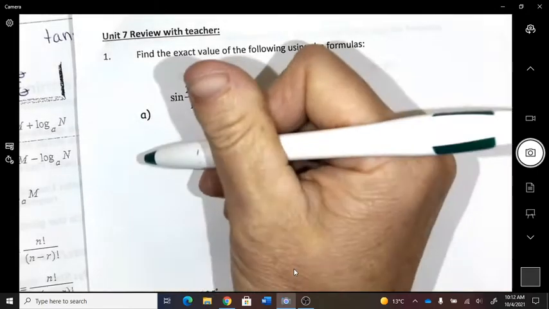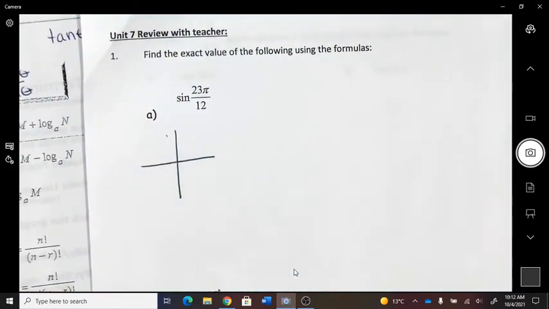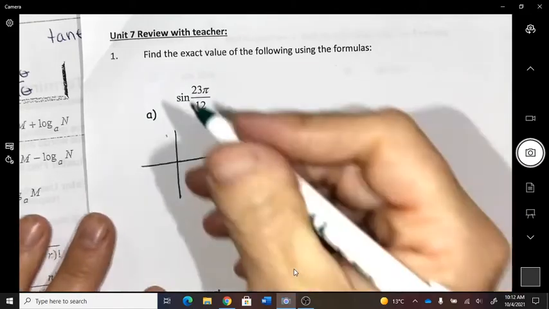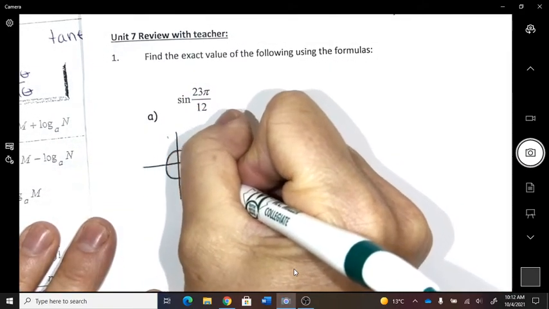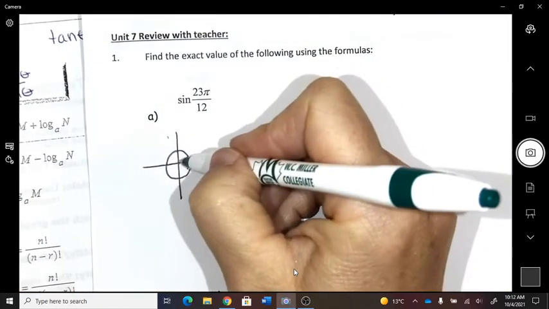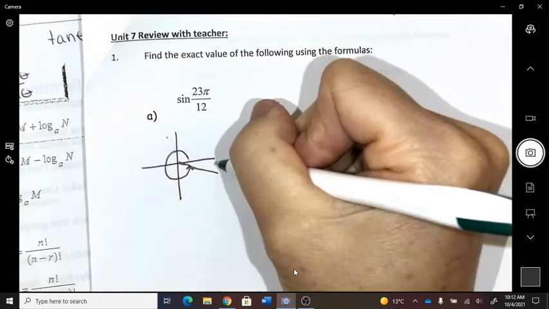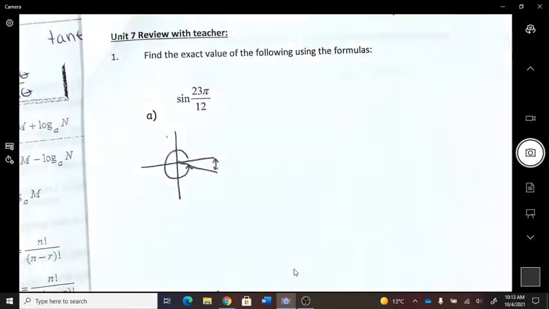Okay, can you draw that for me? Where are you? Think of the fraction 23 over 12. Okay, so we're short of a full circle. And then, what is your distance here then? Basically, are you 15 or are you 75 away? 15.